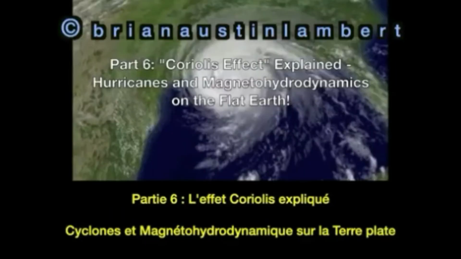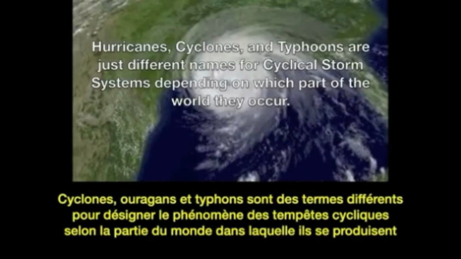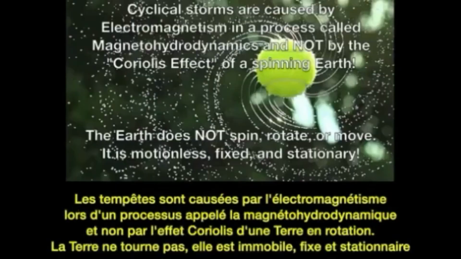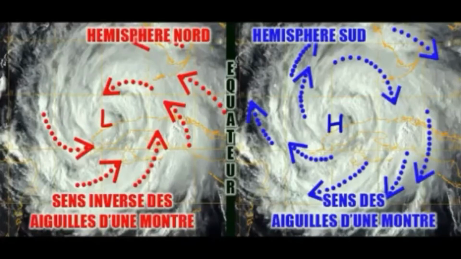Part 6, Coriolis effect explained. Hurricanes and magnetohydrodynamics on the flat Earth. Hurricanes, cyclones, and typhoons are just different names for cyclical storm systems depending on which part of the world they occur. Cyclical storms are caused by electromagnetism in a process called magnetohydrodynamics and not by the Coriolis effect of a spinning Earth. The Earth does not spin, rotate, or move. It's motionless, fixed, and stationary.